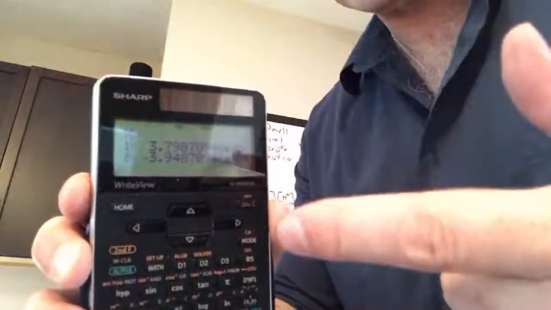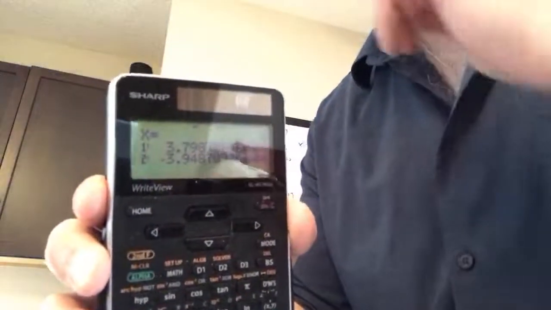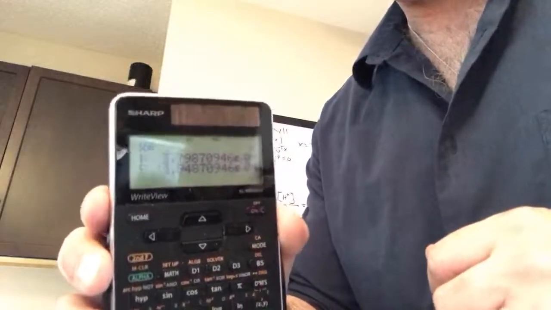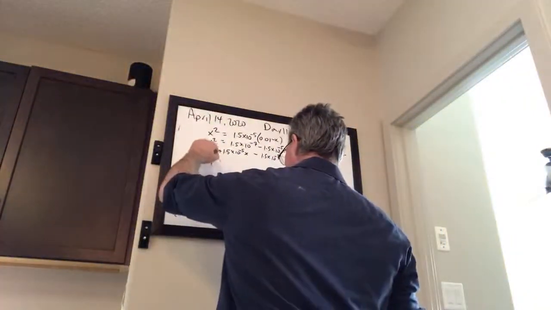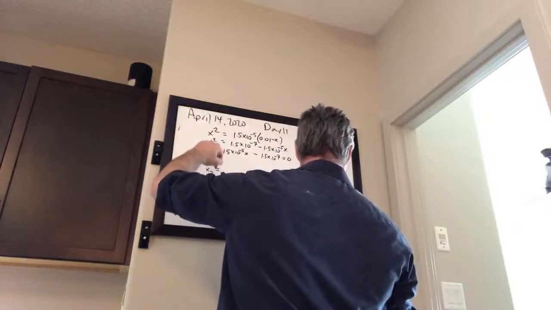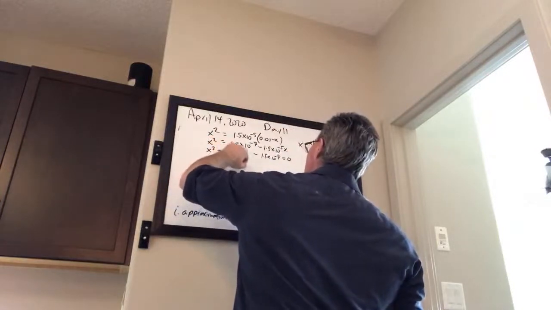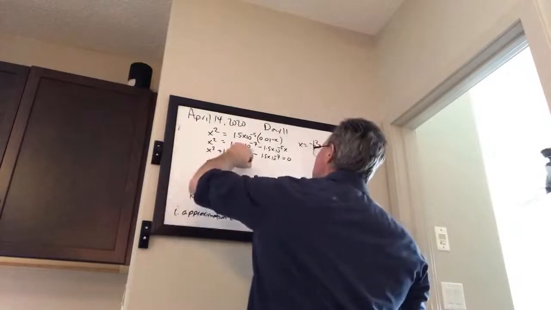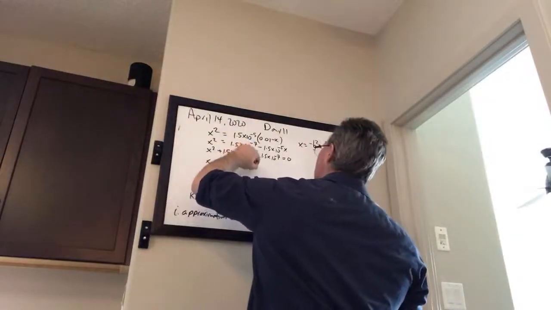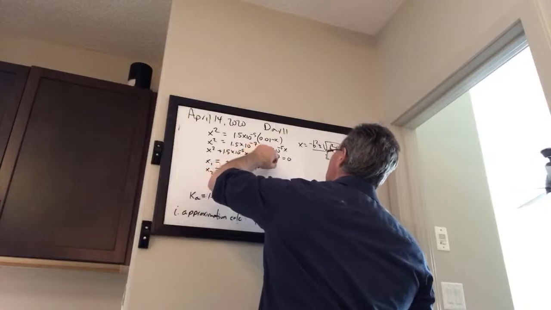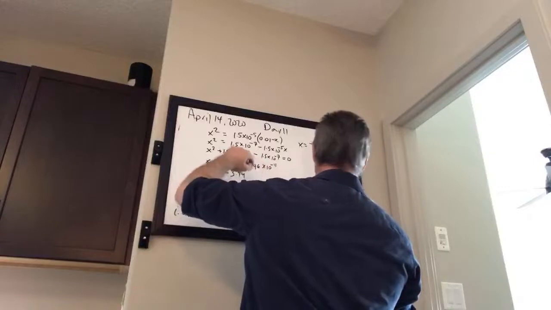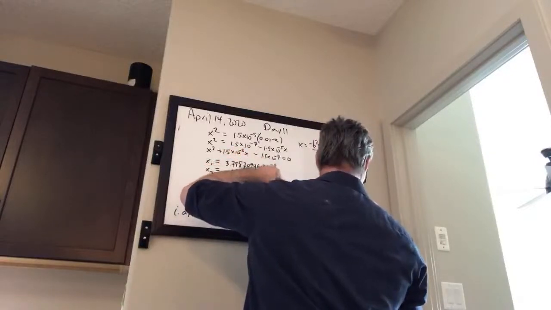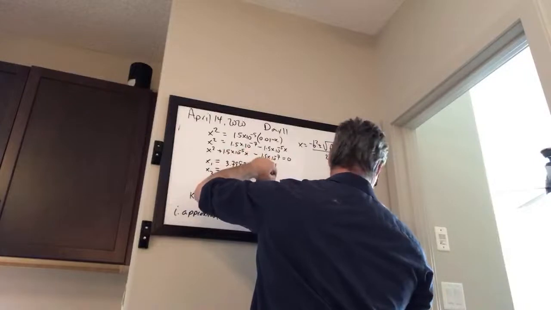So you get a positive value and a negative value. Obviously, you're going to discard the negative value because you can't get a negative concentration. The two possible solutions to your quadratic formula are 3.79870946 times 10 to the negative 4, or negative 3.94870946 times 10 to the negative 4.